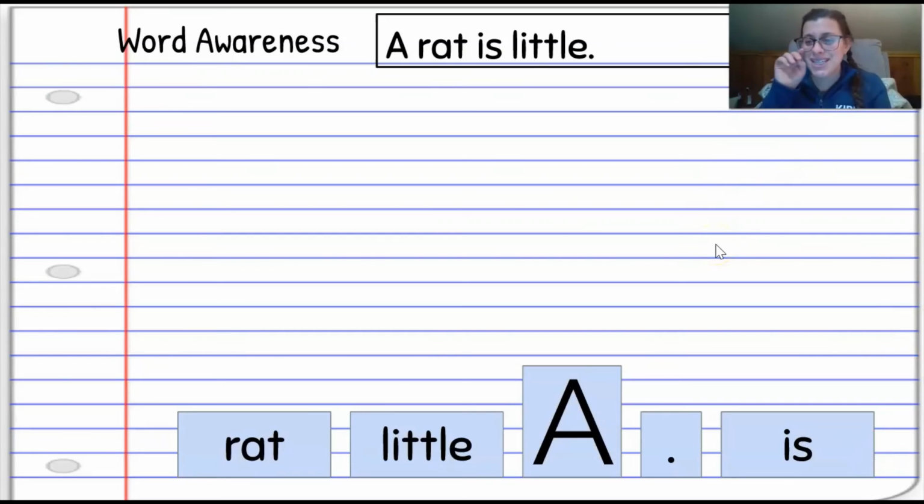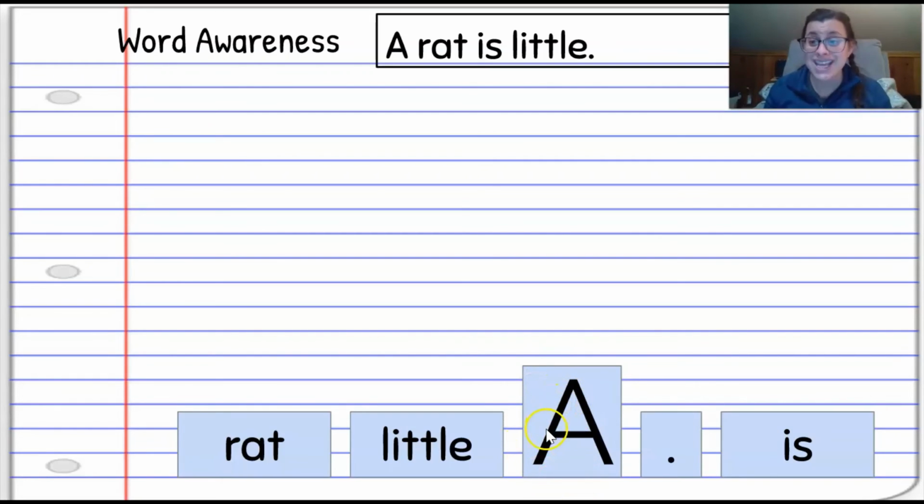Oh, here's my mixed up sentence. I need to match this sentence. A rat is little. A rat is little. Your teacher's going to pause the video and you guys are going to talk about what word should come first and how can I put the sentence back together. Well, we know when we read a sentence and we write a sentence, we always need a capital letter. When I'm looking at these words, I see the word A is capital, uppercase. You can either call it uppercase or capital. This is an uppercase A.